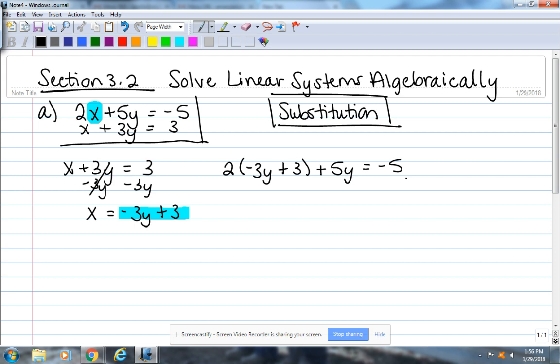Now, what are my variables? They're all Y's, aren't they? I can't solve an equation with an X and a Y for a specific number, but I can solve it if they're both the same variable. So that's what you're trying to do: get it all to be the same variable.